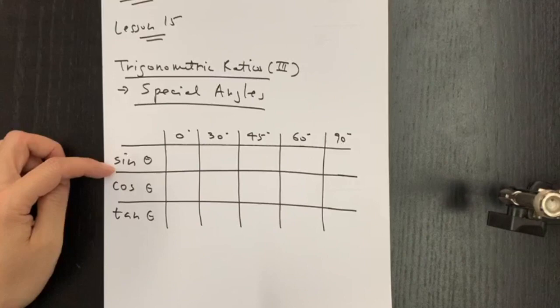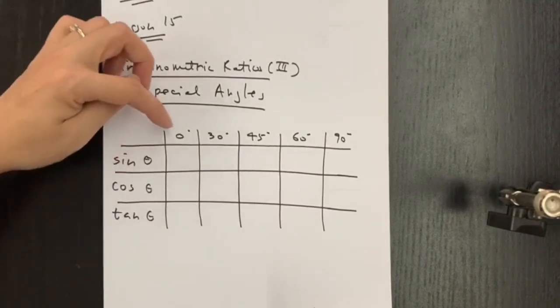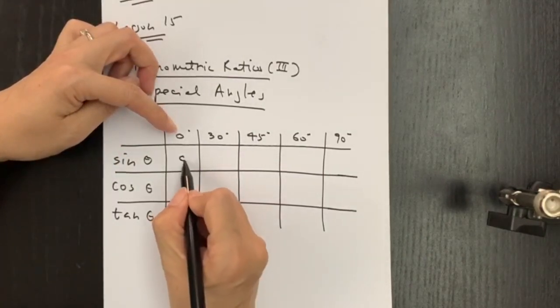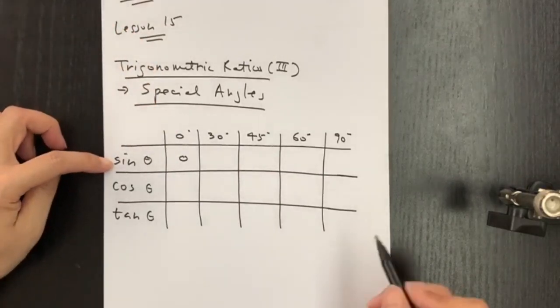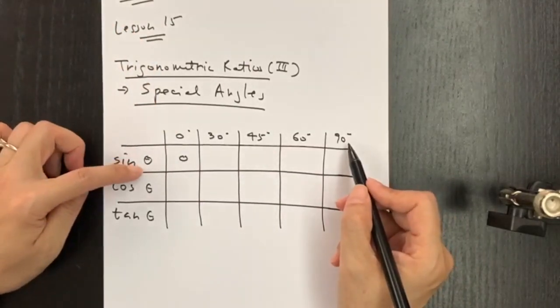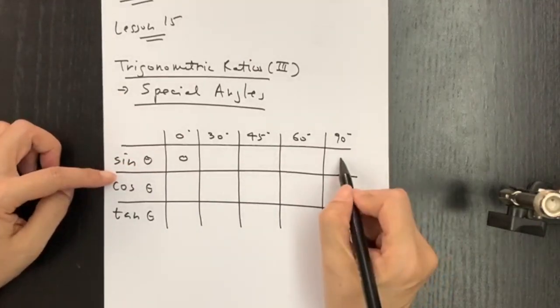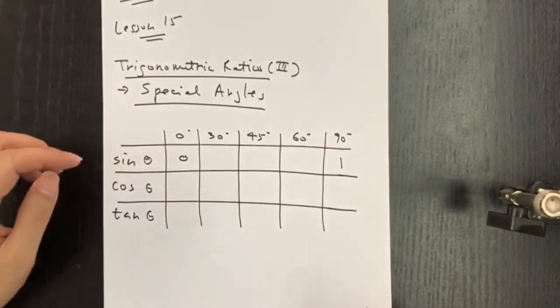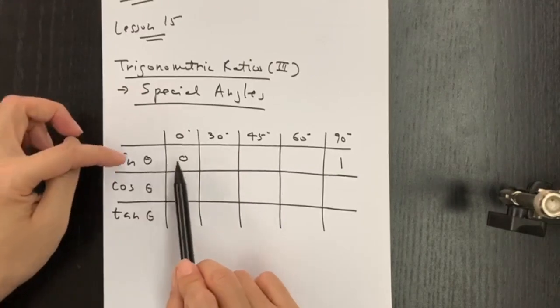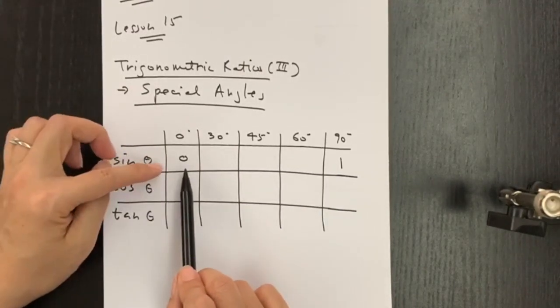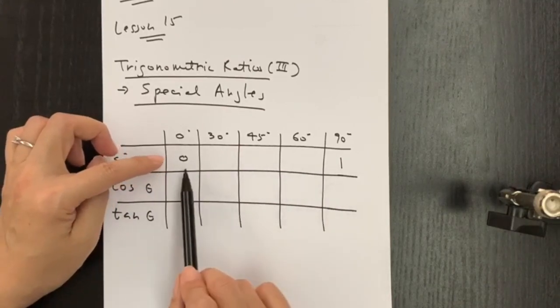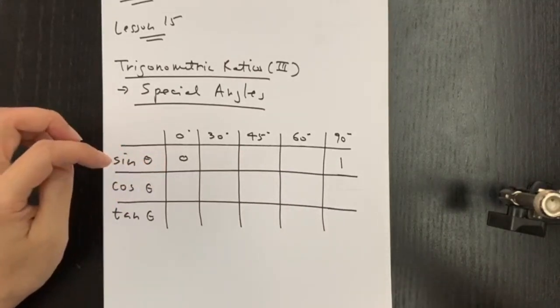So what is the value of sine theta when theta is equal to 0? So the answer is also 0. Alright, and then what is the value of sine 90 if theta is 90 degree? So the answer is 1. Okay, so you can see that from 0 to 90, for the value of sine theta, actually it is getting bigger and bigger starting from 0 to 1.